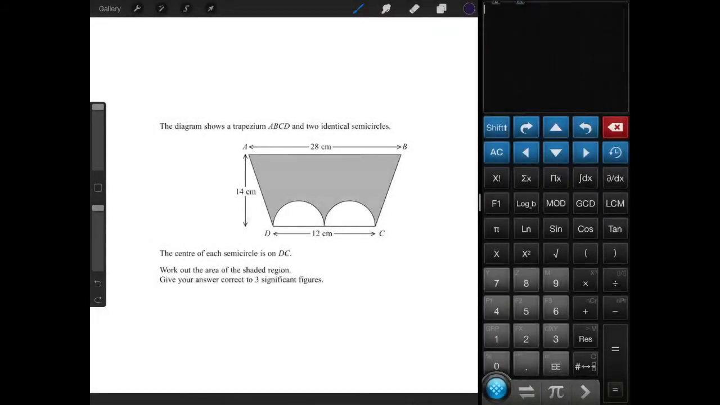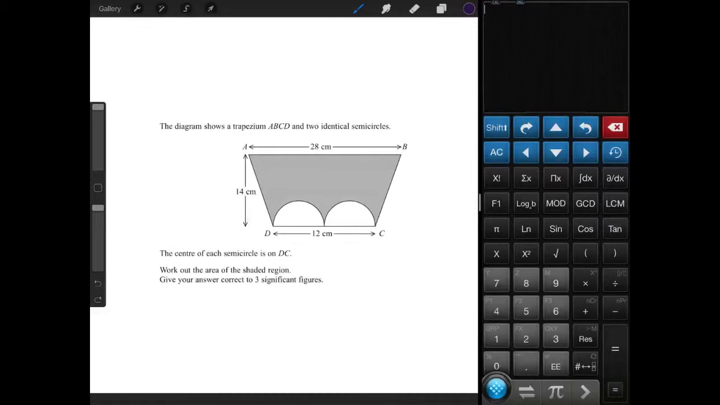This question is a higher grade question, but this could well appear on foundation. It's a bit of a crossover topic, this. And you can see that what it's asking is, it states that the diagram shows a trapezium ABCD and two identical semicircles. The centre of each semicircle is on DC. Work out the area of the shaded region. Give your answer to three significant figures.